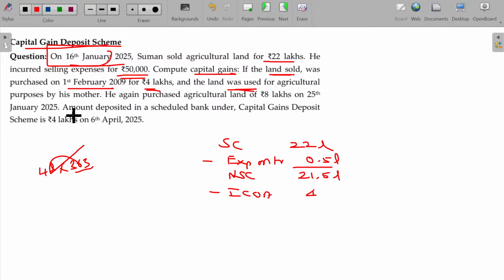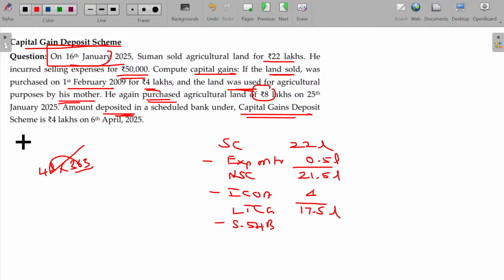And the land was used for agricultural purpose by his mother. Yeah, of course, parents also can use. He now sold it, what's the final value? 17.5 lakhs long-term capital gain. Is he eligible for claiming the deduction under section 54B? Yes. He again purchased another agricultural land for 8 lakhs, and the balance amount of 4 lakhs was deposited in a scheduled bank under the capital gains deposit scheme. The amount deposited can be withdrawn and used for purchasing new agricultural land later also. So as per section 54B, this 8 lakhs and this 4 lakhs, 12 lakhs, can be deducted. So the balance taxable amount is 5.5 lakhs.